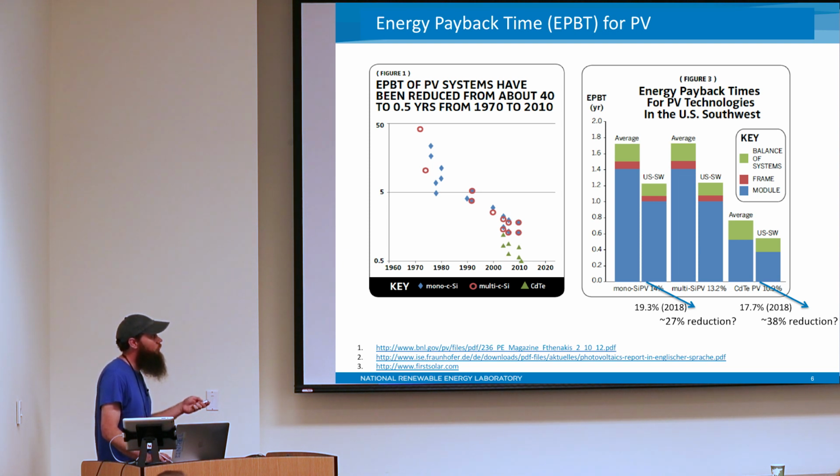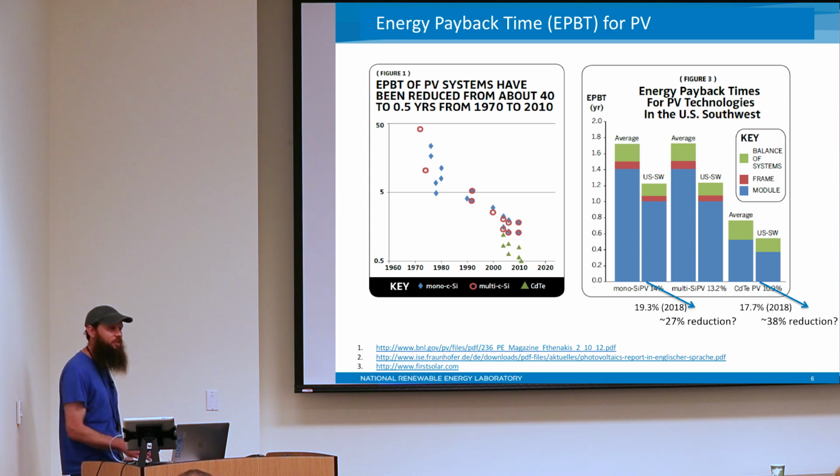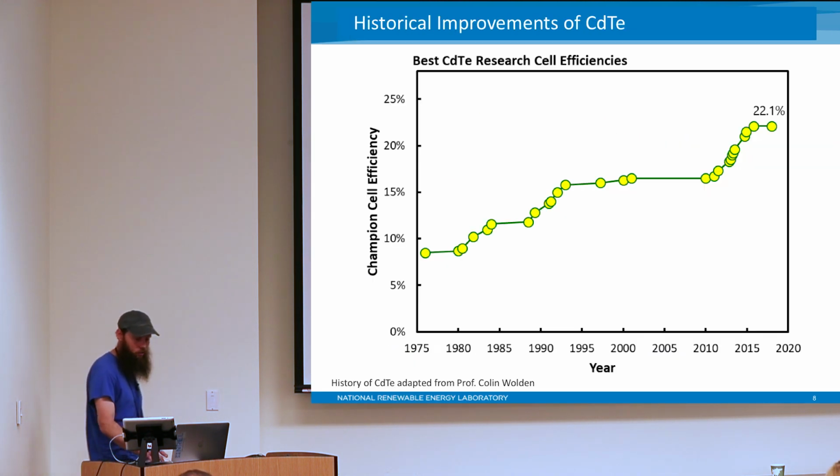So this was something from a number of years ago. I don't know that this is actually the reduction that you would see, but just assuming the same amount of energy goes into these to make the fleet average of 17.7%, that would be a 38% reduction in energy payback time. So it's just much less energy intensive, which is one of the reasons why the cost is lower.